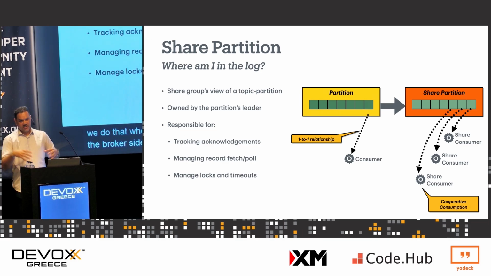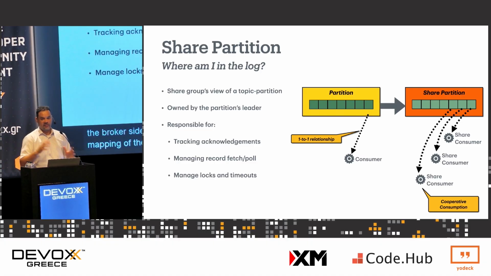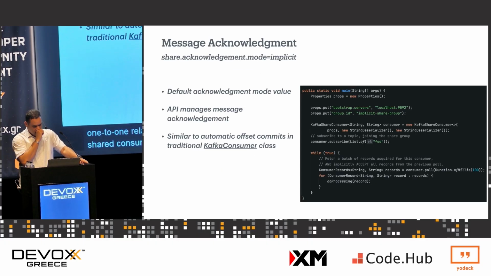Now, that share partition is a mapping of the status of the messages in a topic partition for a specific group ID or share group ID. So now we can go beyond this one-to-one relationship of partition to consumer, and we can have multiple share consumers on the same partition. We'll talk about how we get there with the API, and then we'll go into more depth on the share partition in just a moment. But message level acknowledgement is really the key here.